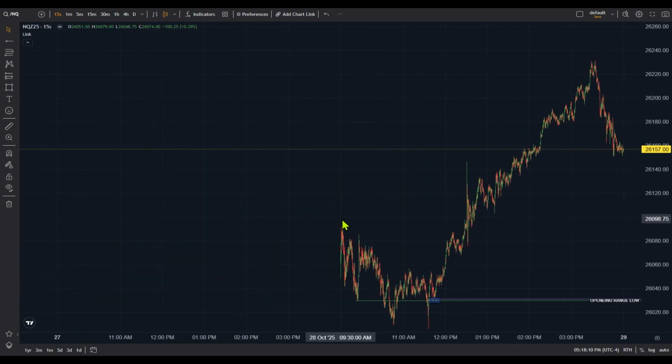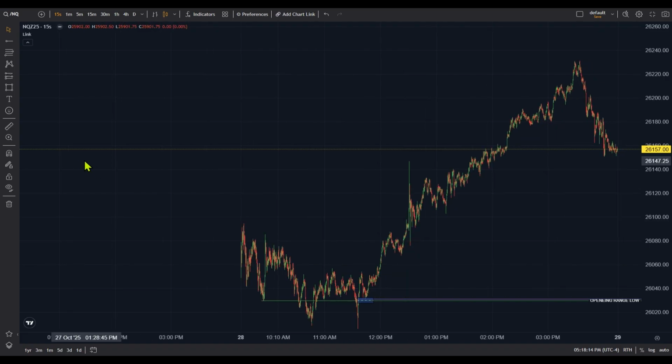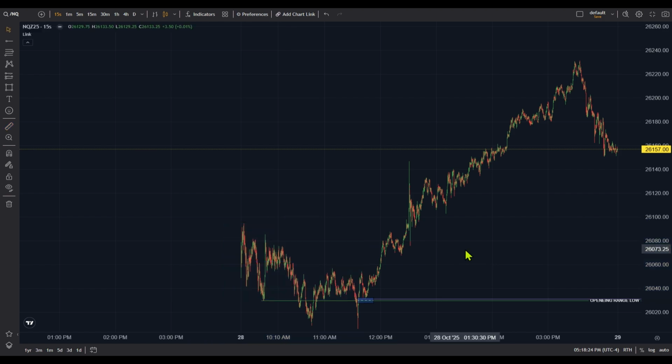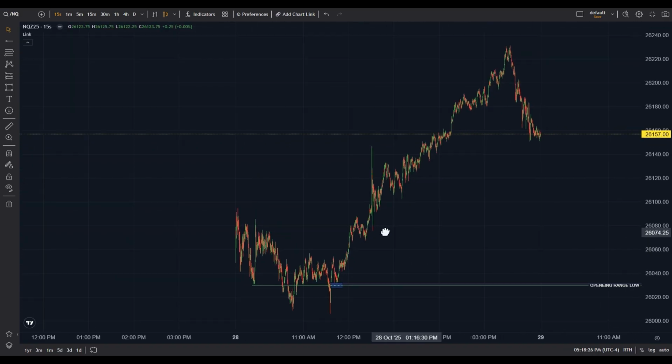I think aiming for the high of the day would have been a smart move. That wouldn't have been quite as many points. It was a relatively small range, but that would have got you $130 on one micro. Not bad. Not a bad day.